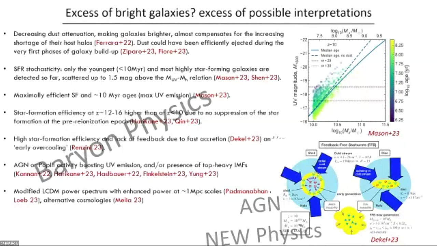But again, there are two other possibilities. One is AGN, so these galaxies are brighter because there are AGNs inside, and GN-z11 has just been shown to host one of these objects. Or, as I mentioned, the possibility of new physics, and there are a number of options in alternative cosmologies dealing with this.